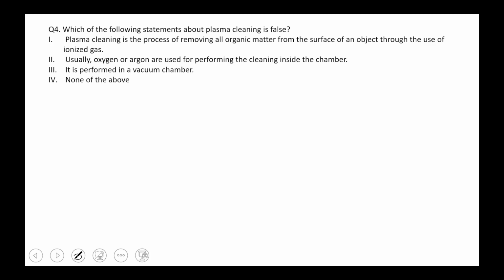Plasma cleaning can be used for surface activation or cleaning the surface through ionized gases. We use oxygen or some other material to create the plasma, so oxygen or argon is also used. It is performed in a vacuum chamber at controlled pressure. So why do we use plasma cleaning of the substrate?